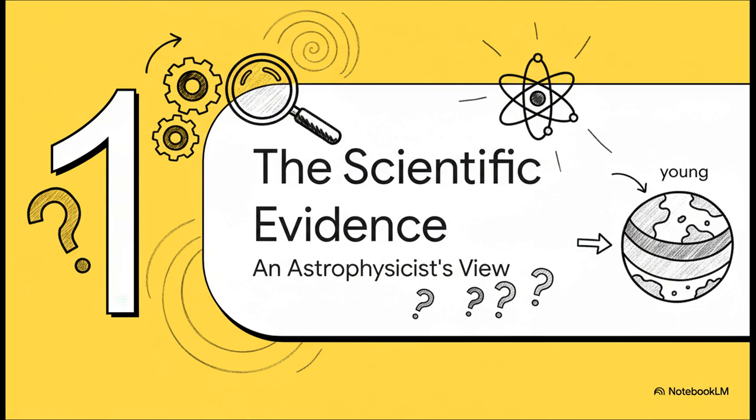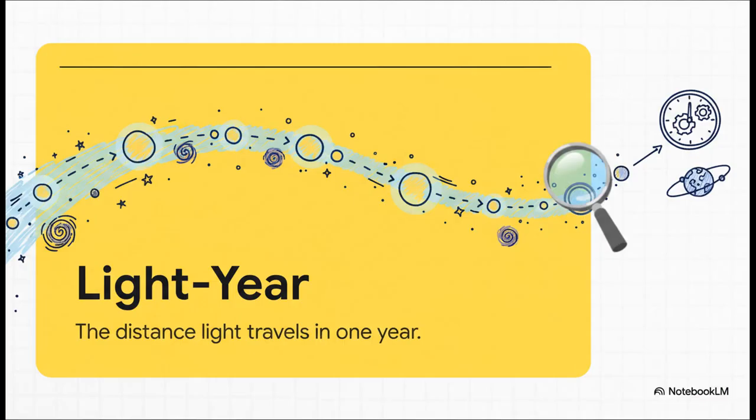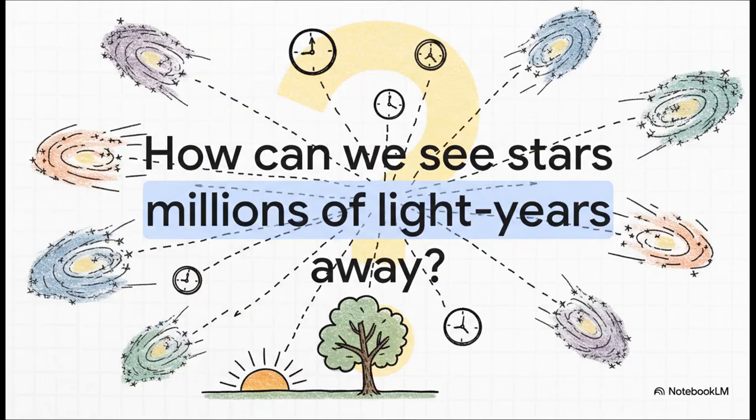And we're going to begin with what is maybe the single most common objection raised against a young universe. First, a super quick refresher so we're all on the same page. A light year. It sounds like a measure of time, but it's not. It's a measure of distance. It's the absolutely mind-boggling distance that light travels in one single year. And that leads us straight to the famous starlight problem.